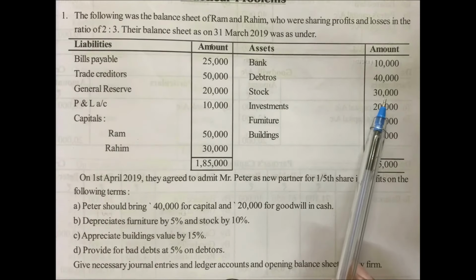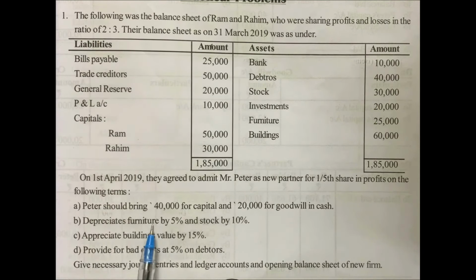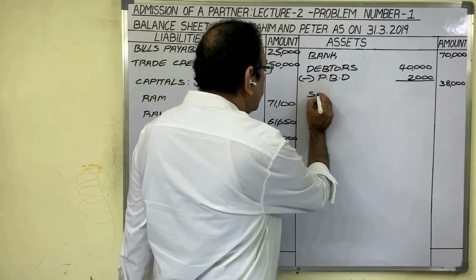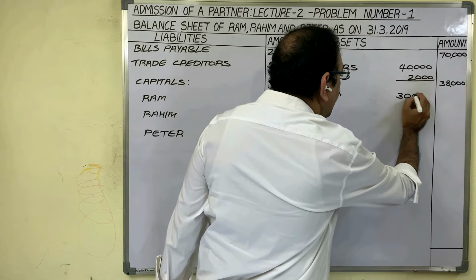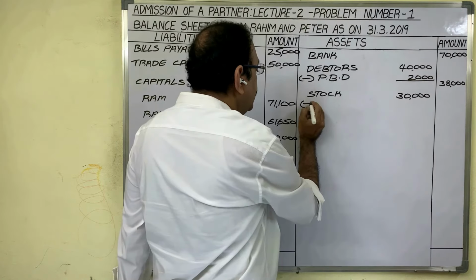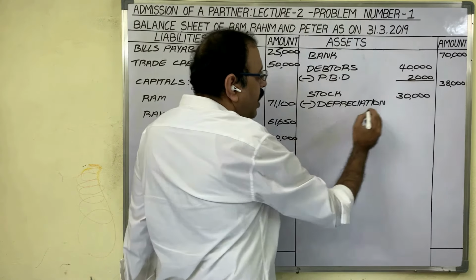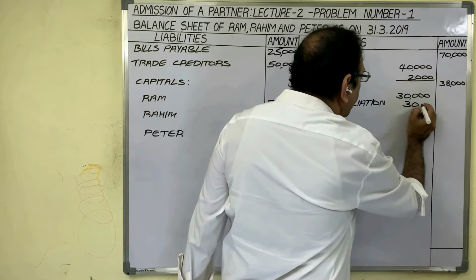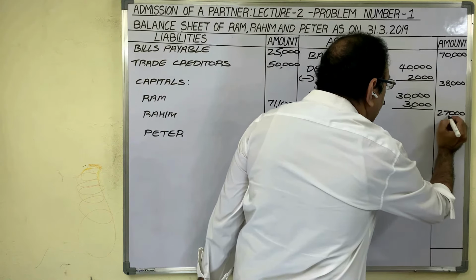Stock, 30,000 rupees. Related to stock, there is one adjustment. B point: depreciate furniture by 5% and stock by 10%. As an adjustment is there, show that amount in the inner column, 30,000 rupees minus depreciation. In the revaluation account, we calculated 3,000 rupees. Net amount in the outer column, 27,000 rupees.